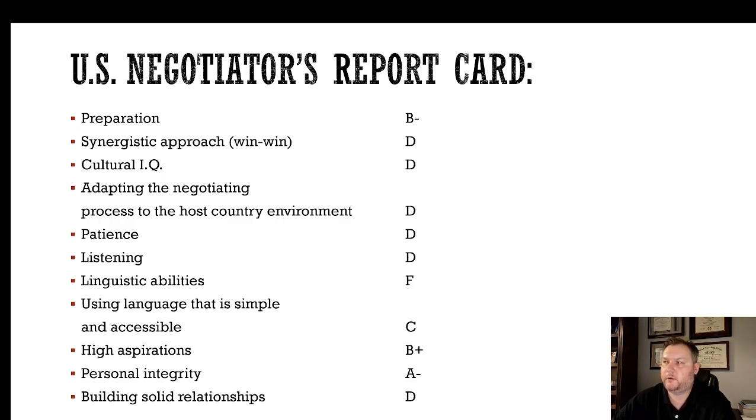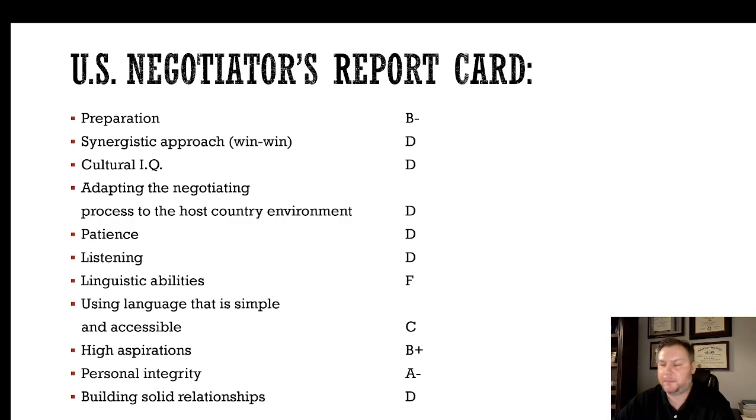Cultural IQ, so just understanding the other culture. D. Adapting the negotiation process to the host country environment. D. Patience. D. Listening. D, man. Linguistic abilities, so actual communication. Well, there's an F. We finally passed something. C, for using language that is simple and accessible. So, okay, doing a little better there.